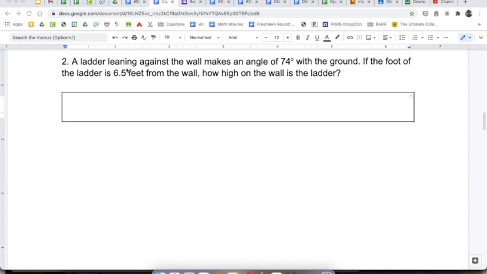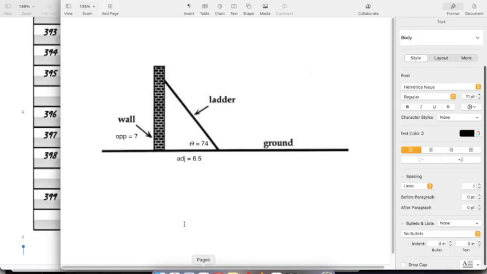So I know that a ladder leaning against the wall makes an angle of 74 degrees with the ground. If the foot of the ladder is 6.5 feet from the wall, how high on the wall is the ladder? I can't draw very well, so I made this picture on the computer. Hopefully it's easier to see.